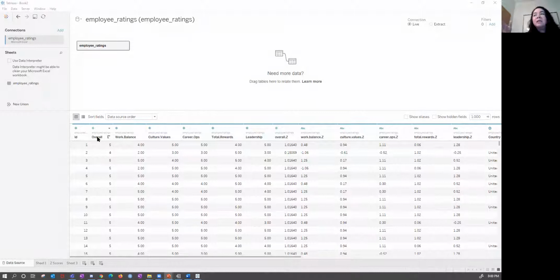In theory, the overall rating should be similar to the average of work-life balance, culture, career opportunities, total rewards, and leadership, assuming that each of these questions were equally weighted in somebody's mind, and that nothing else feeds into an overall rating, which are huge assumptions to make. But that's the question we're going to look at here.